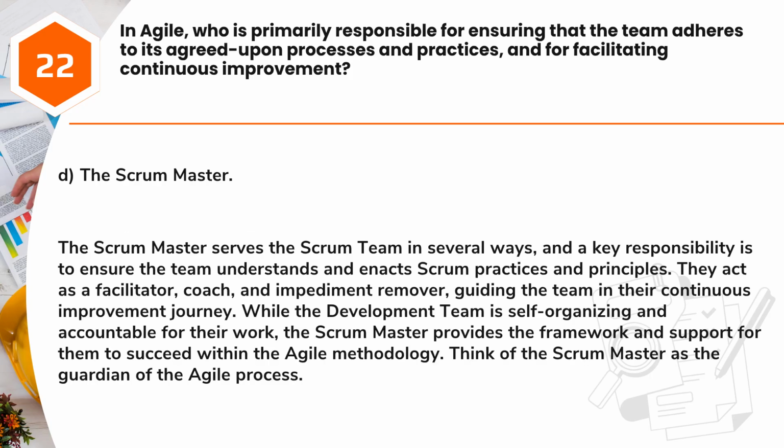Answer: D. The Scrum Master. The Scrum Master serves the Scrum team in several ways, and a key responsibility is to ensure the team understands and enacts Scrum practices and principles. They act as a facilitator, coach, and impediment remover, guiding the team in their continuous improvement journey. While the development team is self-organizing and accountable for their work, the Scrum Master provides the framework and support for them to succeed within the Agile methodology. Think of the Scrum Master as the guardian of the Agile process.